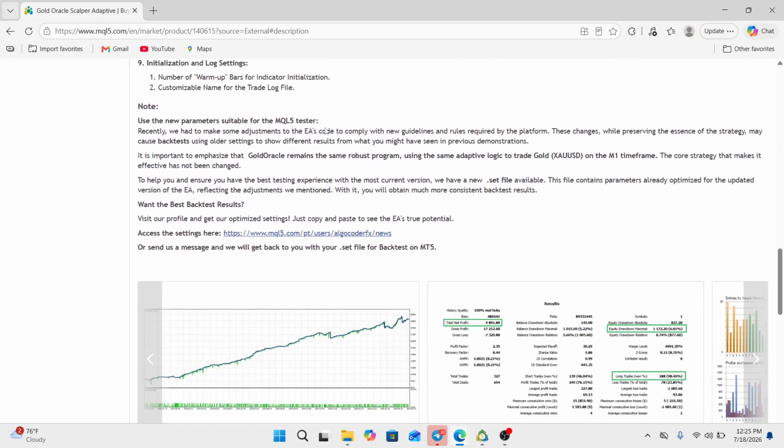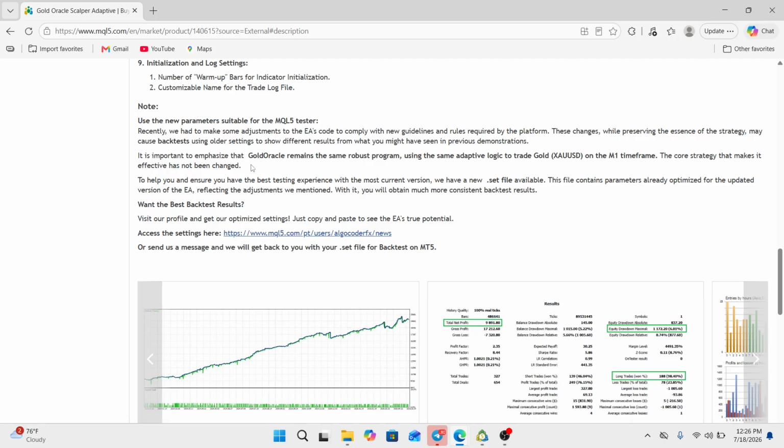Okay, so according to the developer, use the new parameters suitable for the MQ5 tester. According to them, they've recently had to make some adjustments to the EA's code to comply with new guidelines and rules. These changes, while preserving the essence of the strategy, may cause backtests using older settings to show different results from what you might have seen in previous demonstrations.